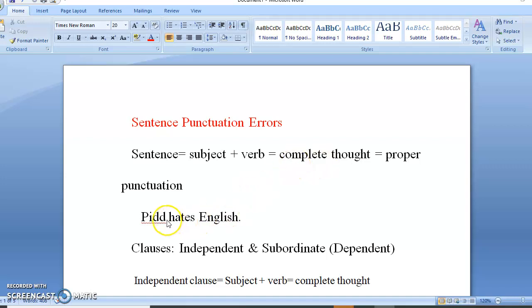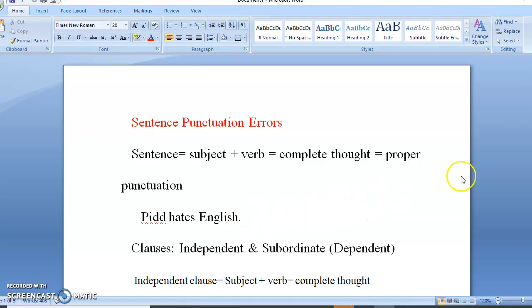So here is an example of a sentence. We have a subject, which is a noun, Pid. We have the verb, hate, and the direct object is English, but we have a period at the end. Now, when I say complete thought, it means that if you identify the subject, you can ask yourself, what is the subject doing? And it will point to the verb. If you ask yourself who is doing this action, it will point to the subject. And that makes it a complete thought. The fact that there is a period at the end, that equals a sentence.